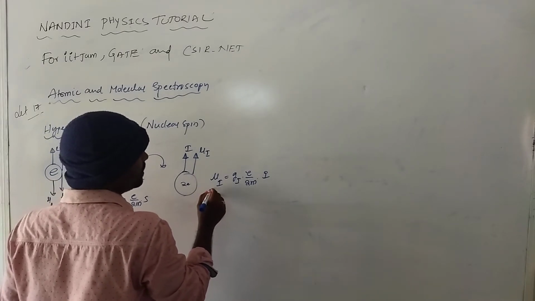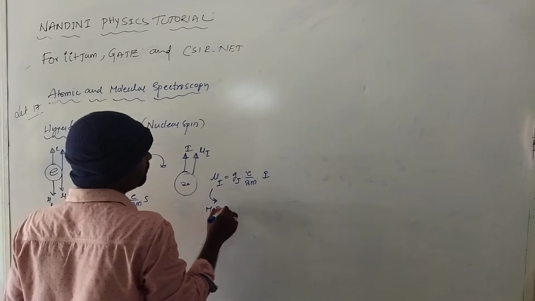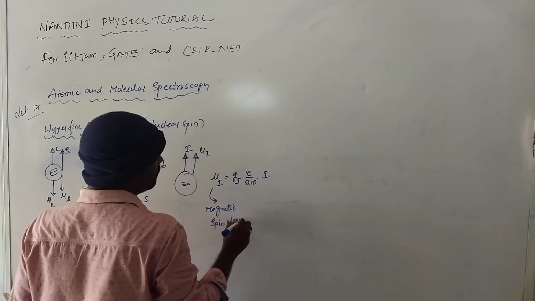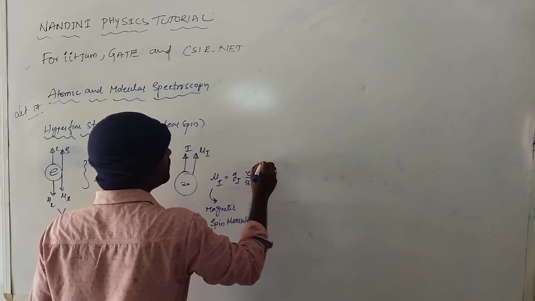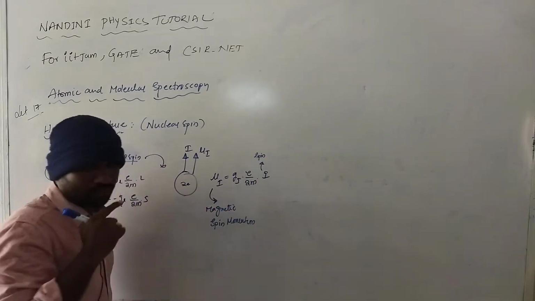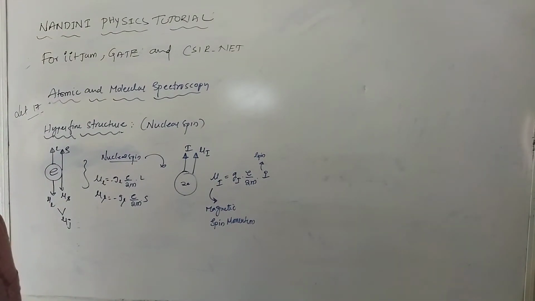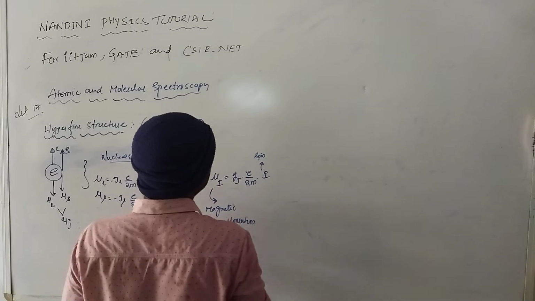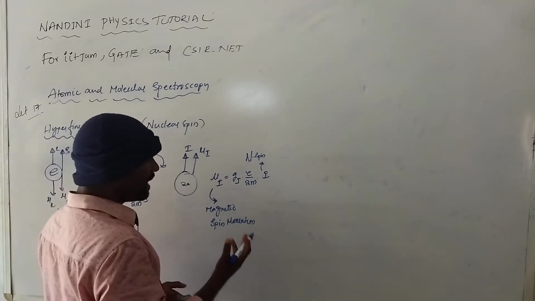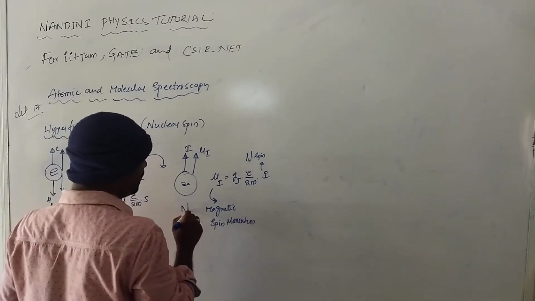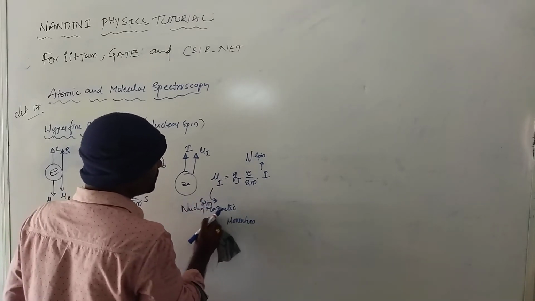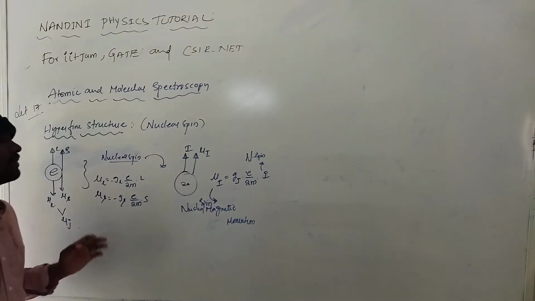This is called the magnetic spin momentum, and this is about nuclear spin. It is called the nuclear spin magnetic moment, otherwise magnetic spin momentum, whatever it may be. So simply you write nuclear spin magnetic moment. This is the theory.